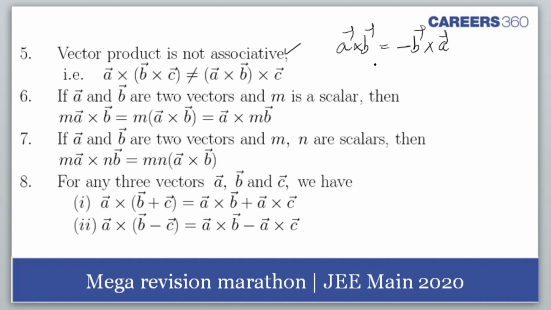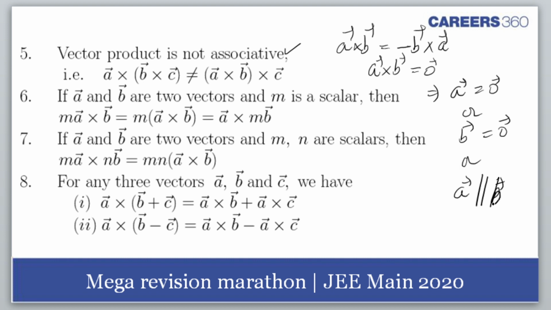Then we have a point: a cross b is 0 vector. Then it means either a vector is a 0 vector or b vector is a 0 vector, null vector I mean, or a is parallel to b or collinear to b. Then we have scalar multiples of a and b, m and n are here, so we can write like this. And this is important, distributive property. A cross (b plus c) is a cross b plus a cross c.